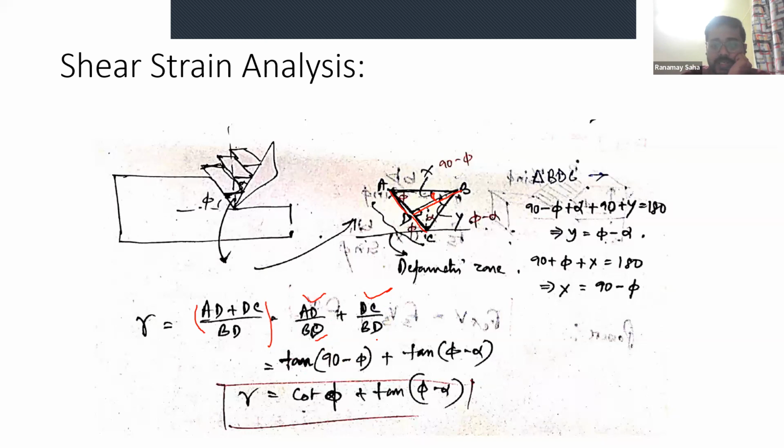In the other case, DC by BD, so DC is this line and BD is this line. Now this angle we have calculated to be phi minus alpha, isn't it? So DC by BD in terms of this angle, this is altitude and this is the base, so that happens to be tan of phi minus alpha. So the shear strain gamma is cot phi plus tan of phi minus alpha.